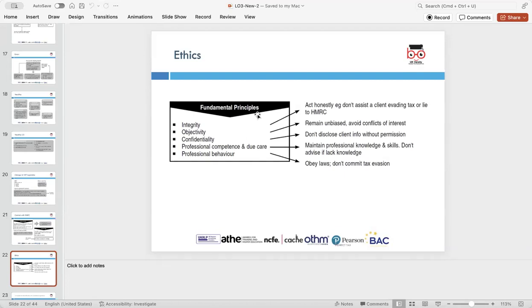Integrity involves acting honestly and ethically, such as not assisting clients in evading tax or providing false information to HMRC.